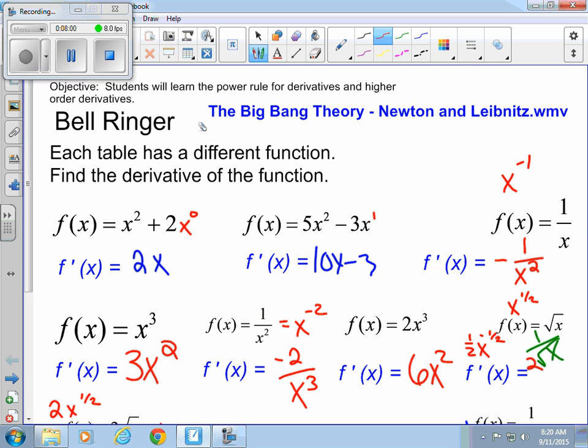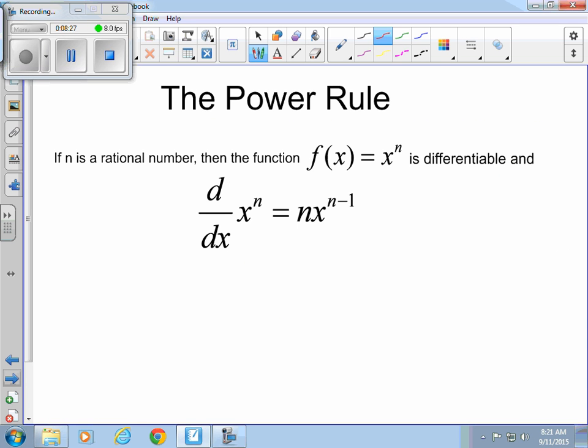The derivative of this was 2x. The derivative of this was 10x minus 3. The derivative of this, we had kind of thought, oh, maybe it's the power in front reduces the power by 1. So we think maybe that works. Well, we tried it, x to the negative 1, negative 1x to the negative 2, it actually works. So this is the rule.